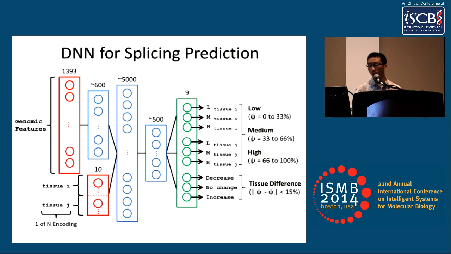We also predict the tissue difference. So for these 2 given input tissues, what is the difference in psi between them? We also phrase this as a classification problem. If the delta psi between them is less than 15%, we say it's no change. Otherwise, it's either increase or decrease.